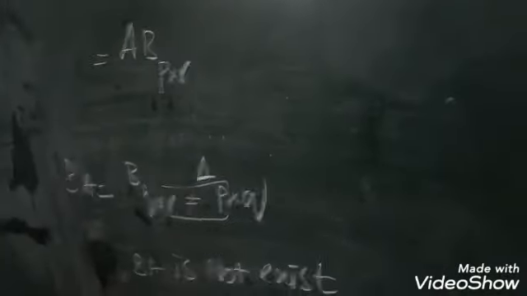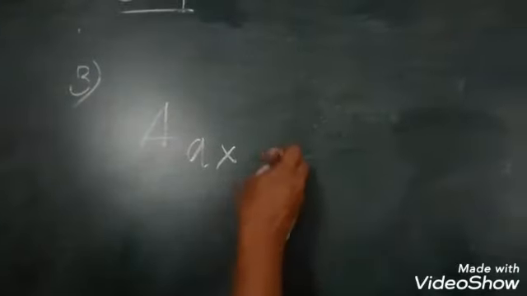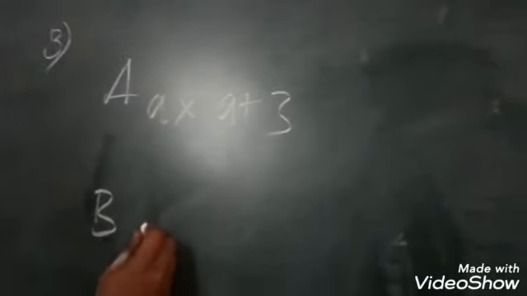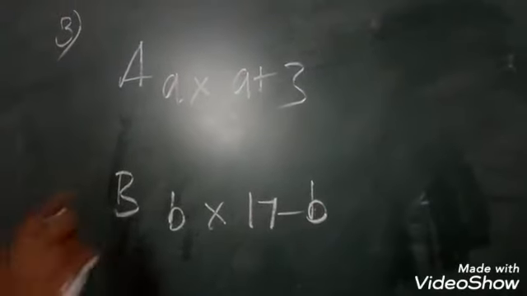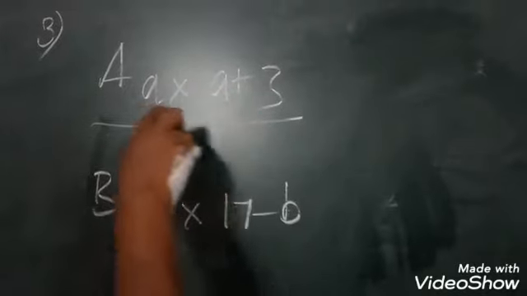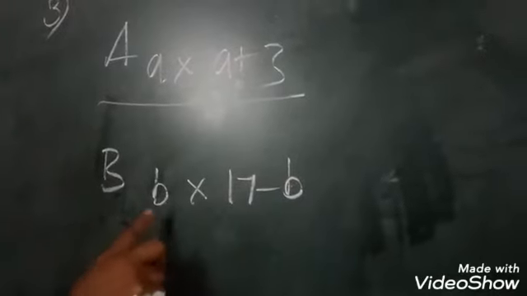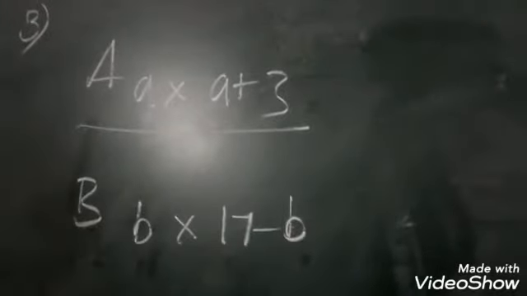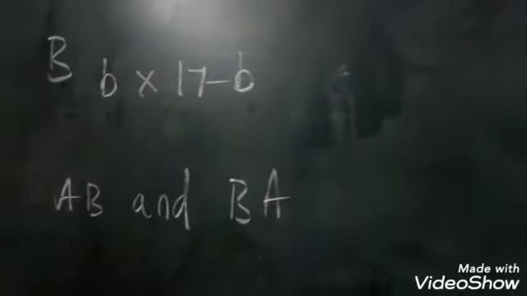Okay, see the third sum. A has A rows and A plus 3 columns given. In the B matrix, what is given? B rows and 17 minus B columns. So see girls, here A matrix has A rows and A plus 3 columns, and B matrix has B rows and 17 minus B columns given. And if you take the product of the multiplication, AB and BA exist, that is given. But what are the values of A and B? That is the question, girls.